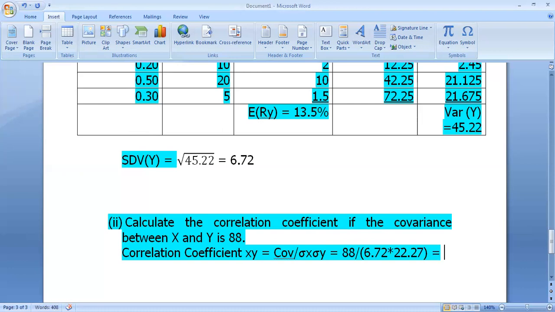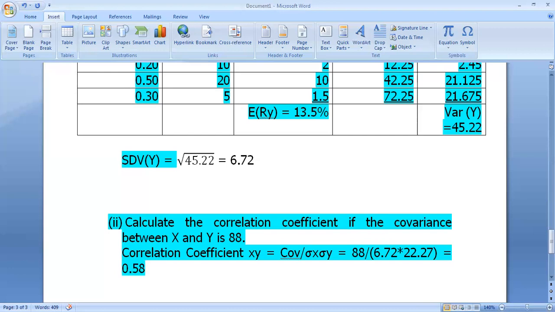When you work this out, you get a correlation coefficient of 0.58. That is our correlation coefficient. And of course, it's a positive correlation coefficient, meaning that there is a positive relationship, though it is not strong, between the returns of company X and the returns of company Y.